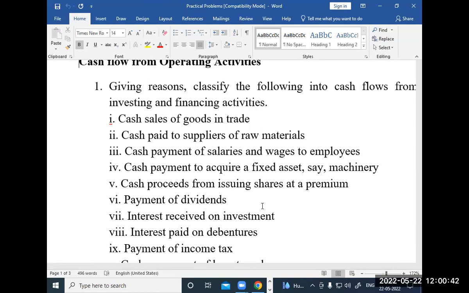Cash paid to suppliers of raw material. We are paying cash to the supplier. Why are you paying the supplier? We bought some raw material from him. Why do we buy raw material? To do some operating activity in the company. So it's an example of operating activity, that too outflow. Okay. Third one. Somebody from online, please try.